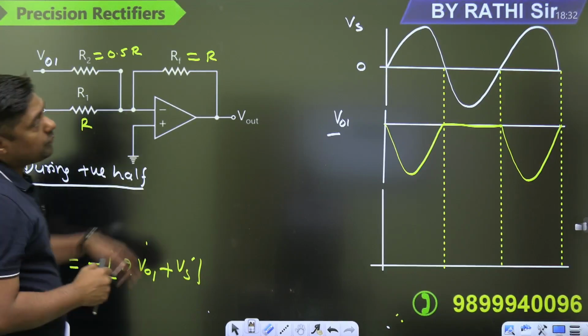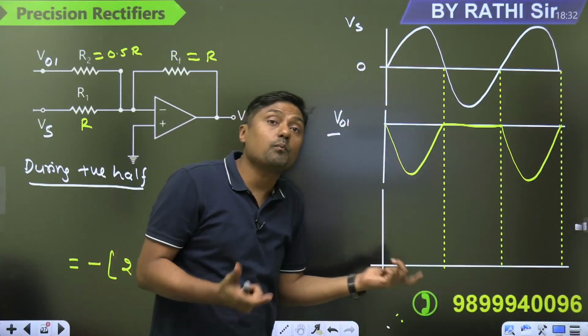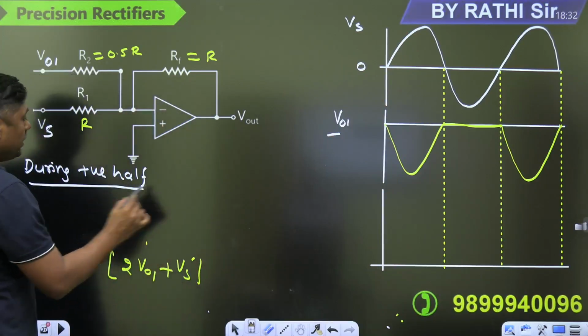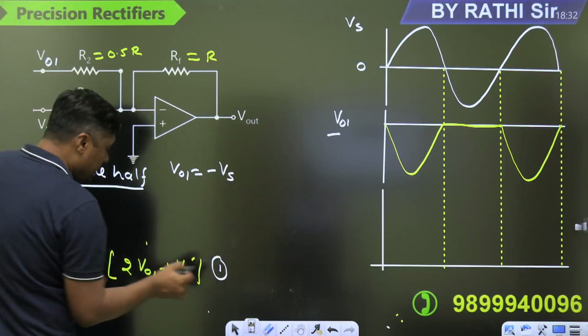During positive half, this is Vs. Remember, this is Vs. And what is the V01? Minus of Vs. During the positive half, V01 is minus of Vs. Put in this equation. Put in 1.